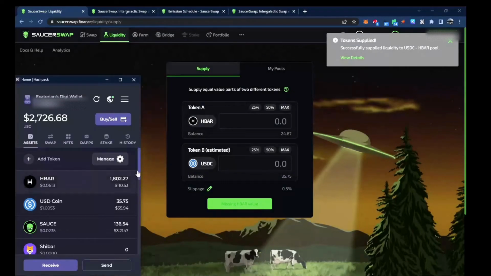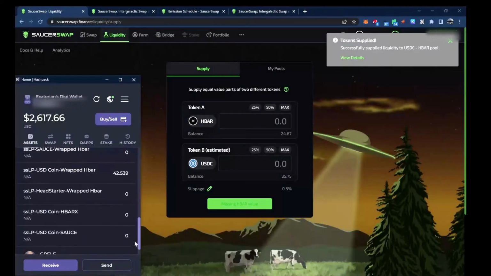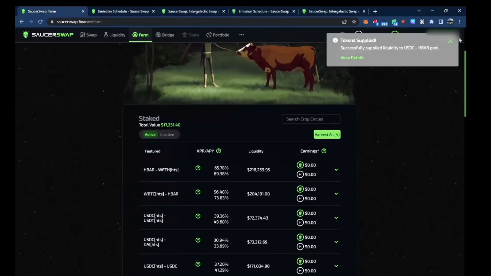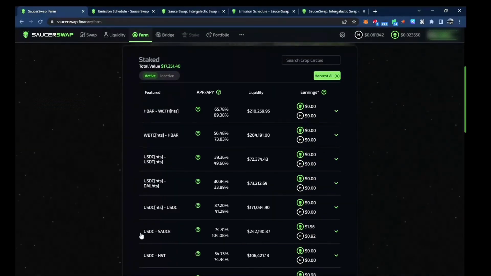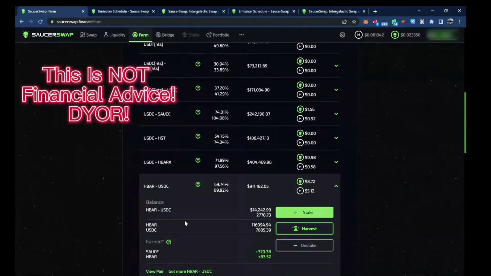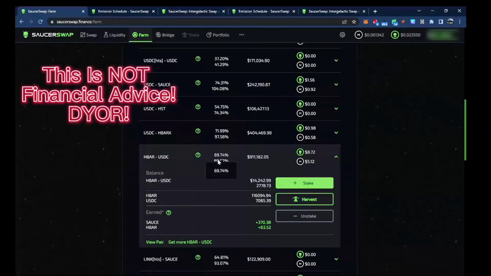If we go here, here are my LP tokens. Obviously I pre-associated these before doing this. It's very important to do that, though it'll probably just prompt you anyway. Now I've got to add these tokens to the farm so I can take advantage of the emissions. Okay, USDC HBAR, here we go. As you can see here, 69% APR.